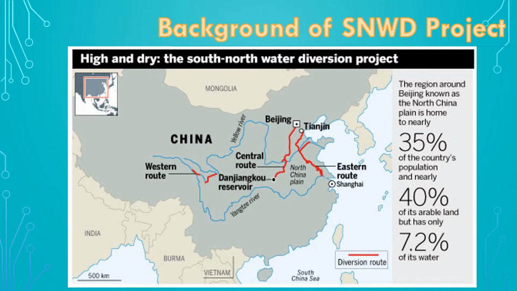The region around Beijing, known as the North China Plain, is home to nearly 35% of the country's population and nearly 40% of the arable land, but it has only 7.2% of its water.